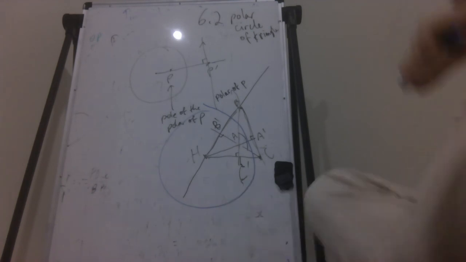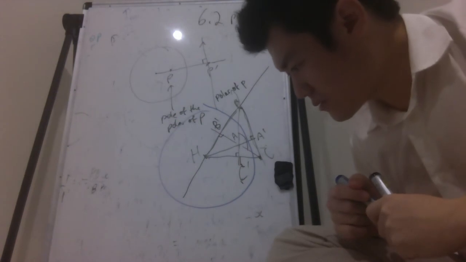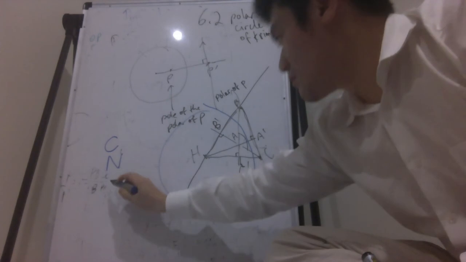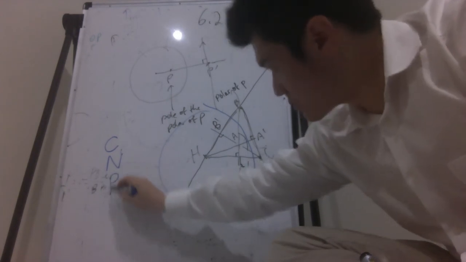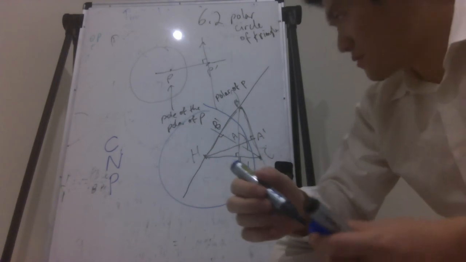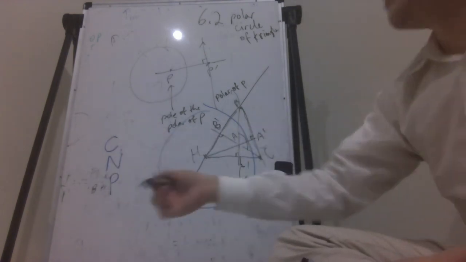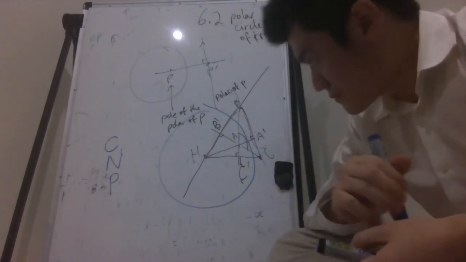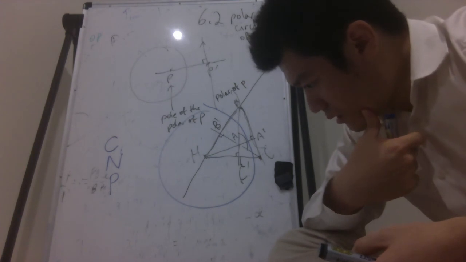Okay, so the circumcenter, 9-point center and polar center. So the centers always lie on the Euler line. Well, we know that the orthocenters lie on the Euler line, right? This is just a final proof of the Euler line.